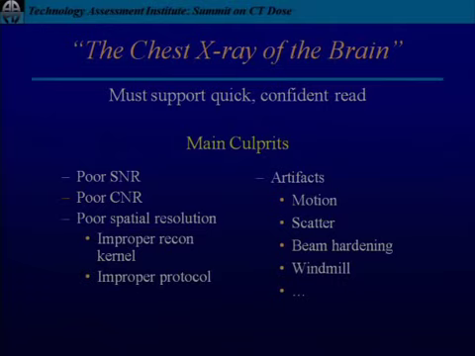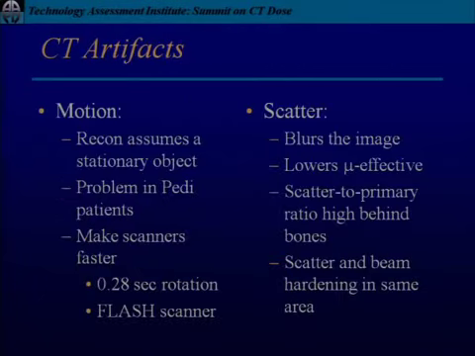Okay, and the main culprits are poor signal-to-noise ratio, poor contrast-to-noise ratio. The kernels are not properly set, or the right protocol is not used, and there are a whole bunch of artifacts that one should be aware of while examining this. Motion is one of them. Reconstruction algorithms assume a stationary object. Obviously, in pediatrics, that's rarely achieved, and the only solution there is to have faster and faster scanners, and there are scanners better than this available.